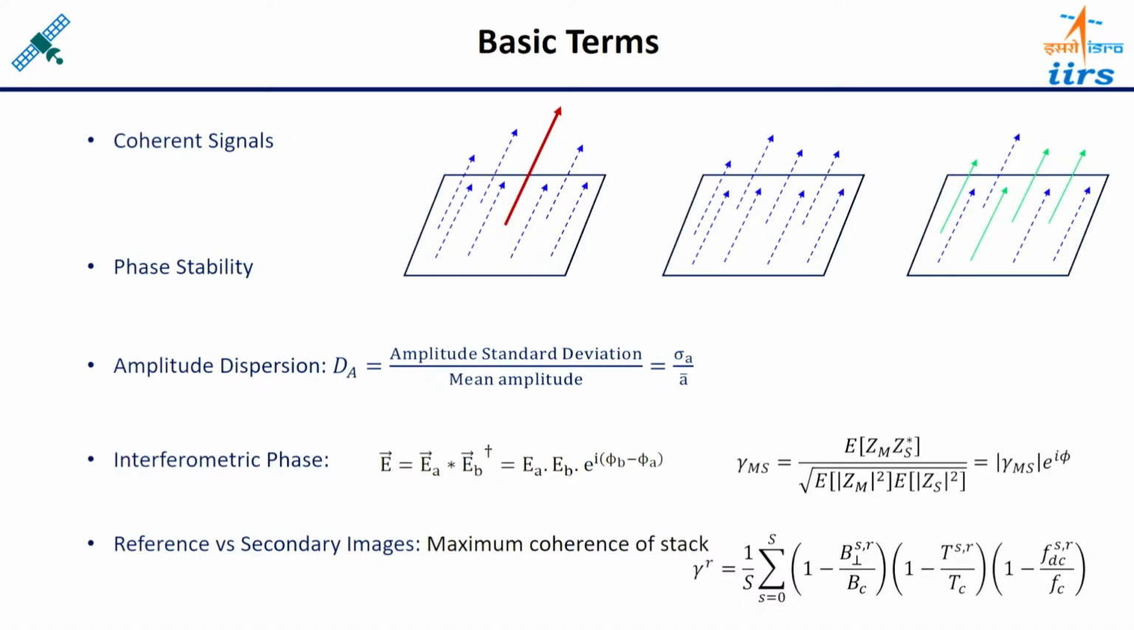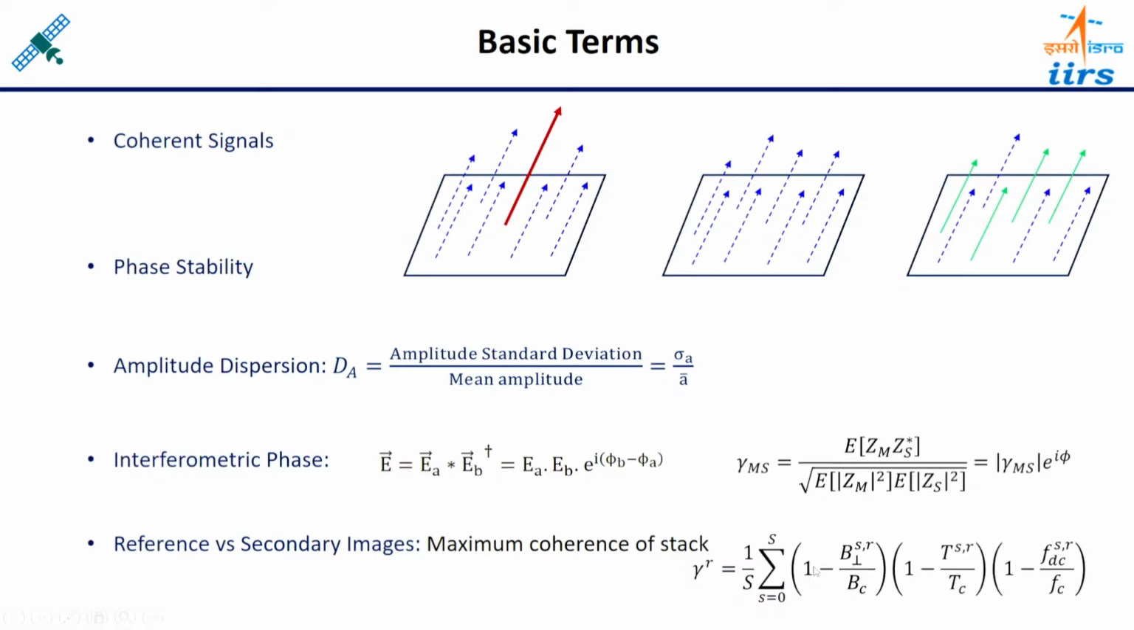Okay, so what is that formula? That formula is given here. Here you can see gamma r. It means this is the coherence for a reference r, equal to 1 upon S. S is the number of secondary images. Suppose 100 images are there. Out of 100, 1 image is reference, so 99 are secondary images. Here you can see the summation, the sum of all the coherences, where s is starting from 0 to S. And these three brackets are there.